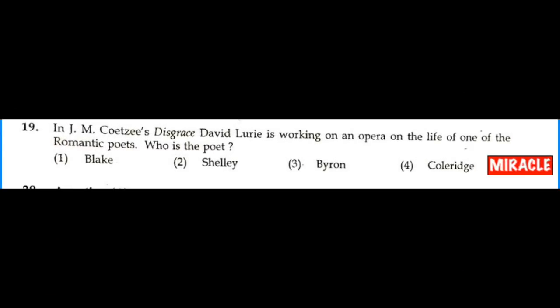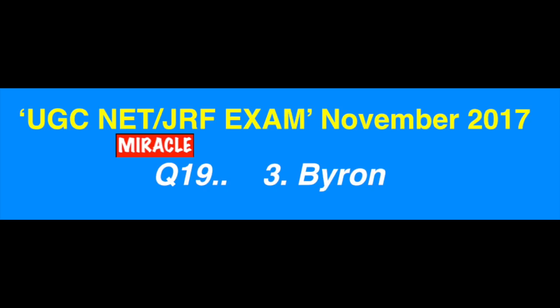Question number 19. In J. M. Coetzee's Disgrace, David Lurie is working on an opera on the life of one of the Romantic poets. Who is the poet? And the correct answer is Lord Byron. Now, J. M. Coetzee, who had even won the Nobel Prize in Literature, was staying in South Africa at that time, and later on he shifted to Australia.